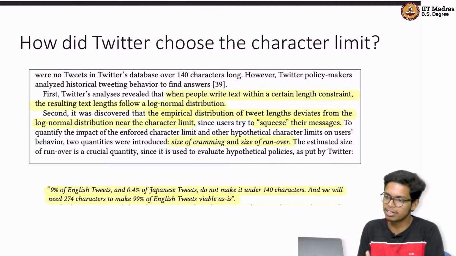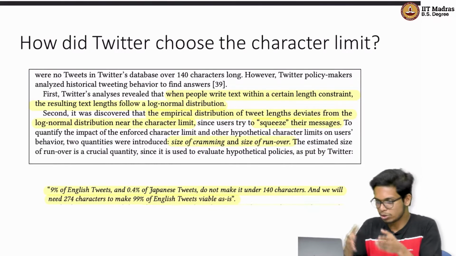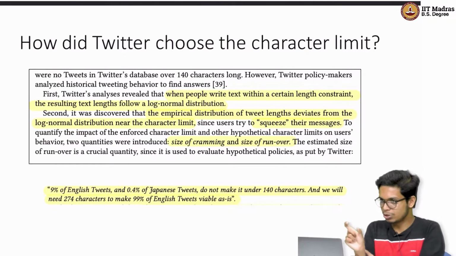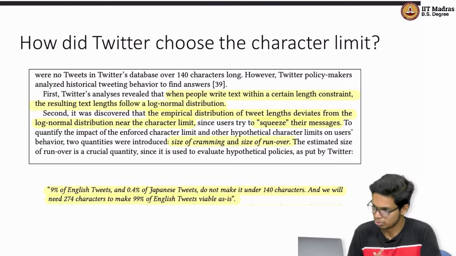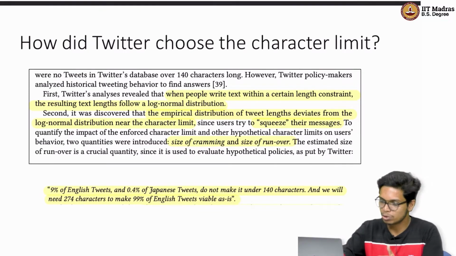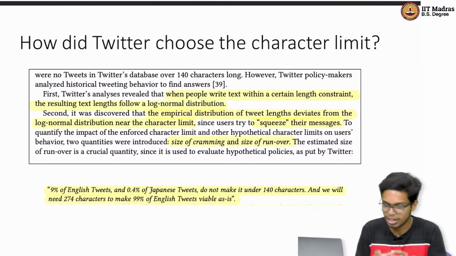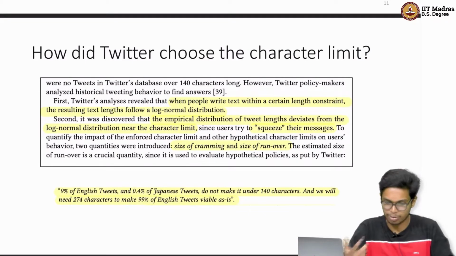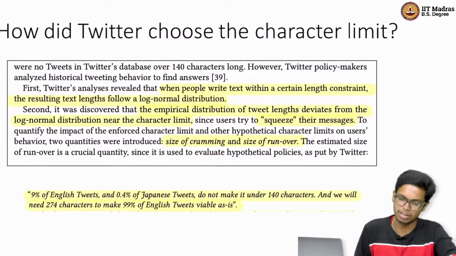But the second observation is much more interesting, where they say that the empirical distribution of tweet length follows a log normal distribution till, let's say, the 120 character limit, but as soon as you go near the 140 character limit, it deviates from the original distribution, because a lot of users are trying to squeeze their messages into the 140 character limit. And we'll come to these two terms, size of cramming and size of runover, in a couple of minutes, but I want to highlight this specific line from the original authors, right?